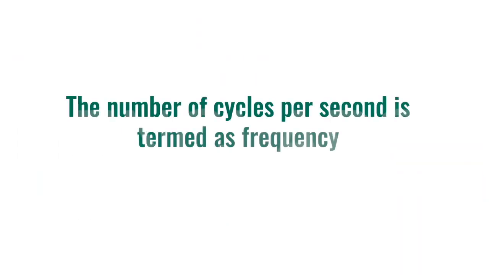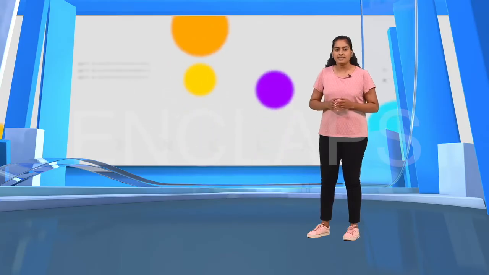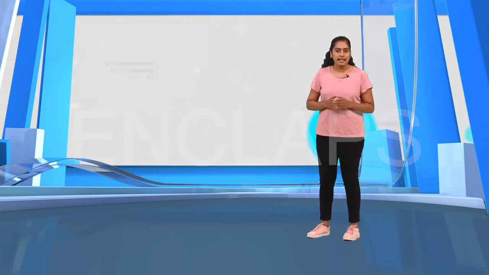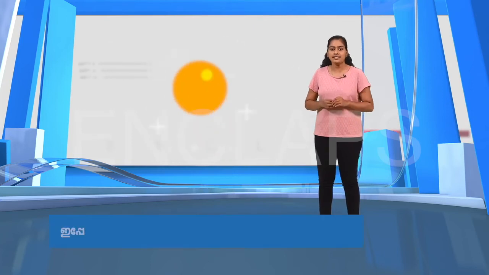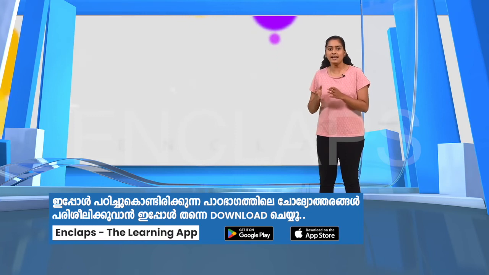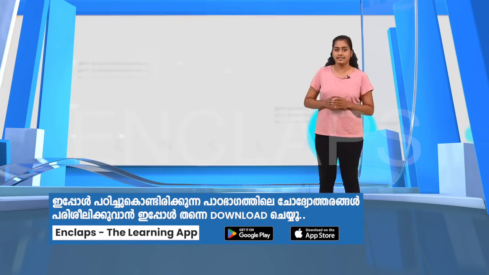The number of cycles per second is termed as frequency. In power plants, AC generators are designed in such a way that it makes 50 full cycles, that is 50 full rotations in 1 second, which means the frequency of AC generated here is 50 Hz.